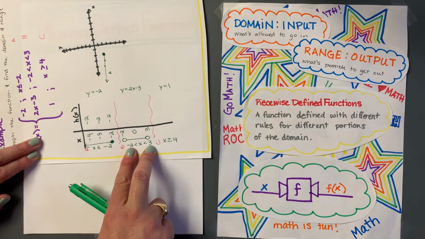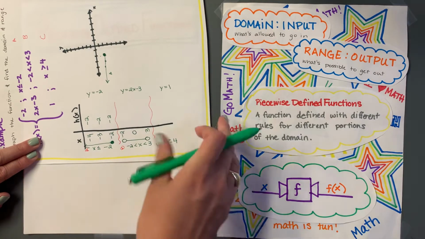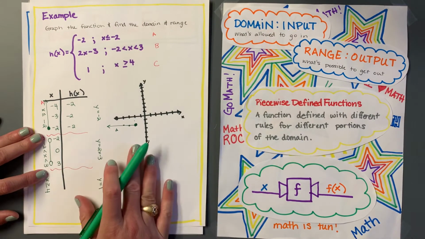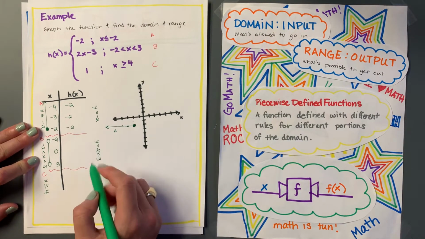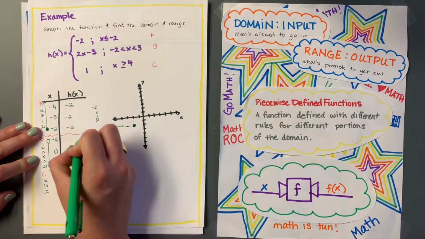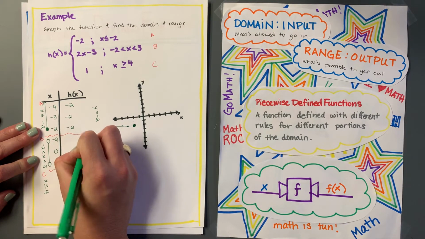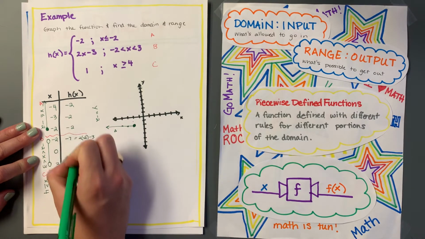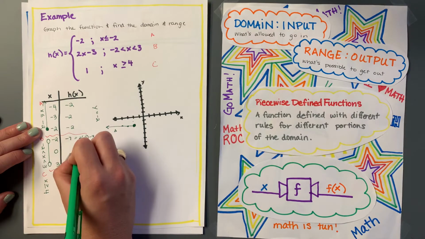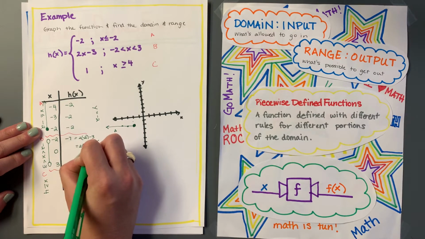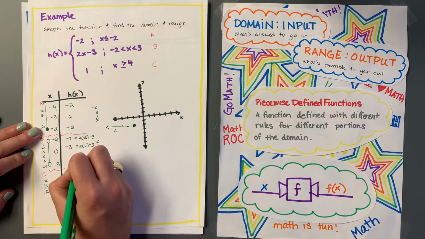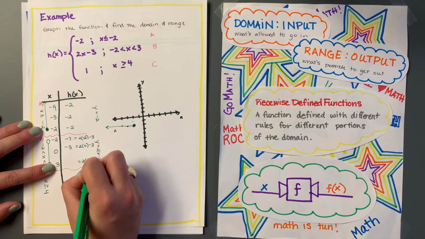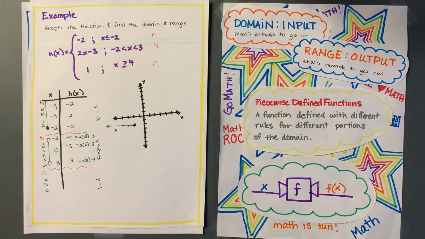Everything up to, but not including that value. Okay, so now I am going to go about evaluating these based on my rule. So this is going to be 2 times negative 2 minus 3, so that's negative 7. At 0, I'm going to have 2 times 0 minus 3. That's going to be negative 3. And at 3, I'm going to have 2 times 3 minus 3, which will be 3.